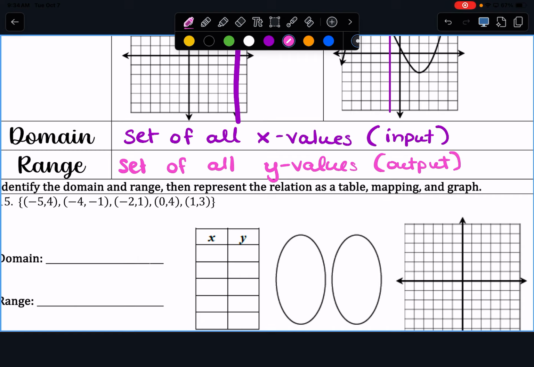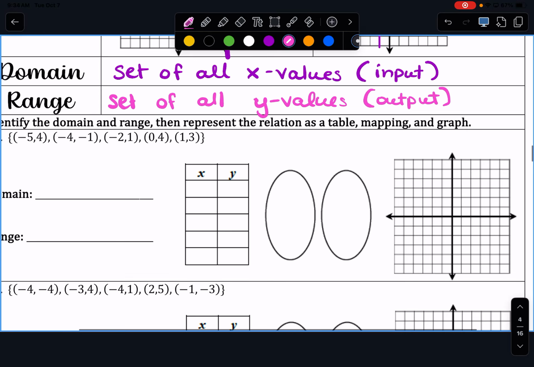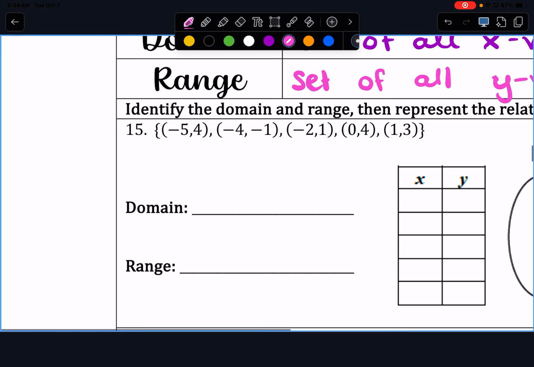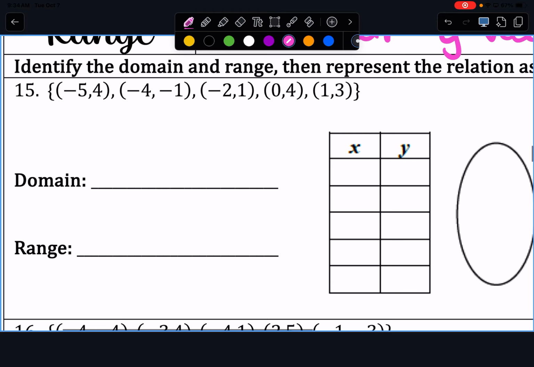So what we're going to do for 15 and 16 is we are going to not only identify the domain and range, but we're going to represent the relation as a table, a mapping, and a graph. Okay, we're going to set it up as all three. So first, it gives us a set of ordered pairs. So that is what we are going to use to get everything else from. Remember, when you have an ordered pair, it is x, comma, y. So knowing that, for 15, what is the domain? We're going to write it as a set, so we need a brace or a squiggly bracket. To write the domain, what is the domain?